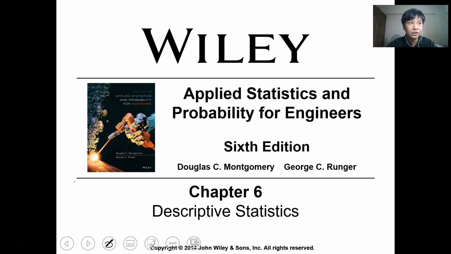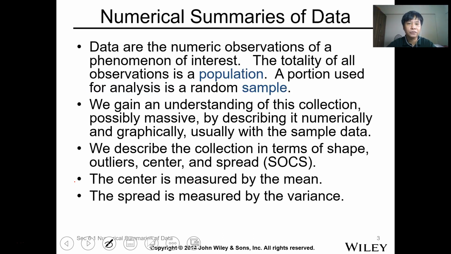So this is chapter 6, or the descriptive statistic of the textbook Applied Statistics and Probability for Engineering by Montgomery and Runger, the 6th edition. So, data are often being collected either from the population or the sample. When we collect data from the sample, statistics is the one that we are getting. Well, if it's from the population, it's the parameter. So, sample is the part of the population where you do analysis at random.